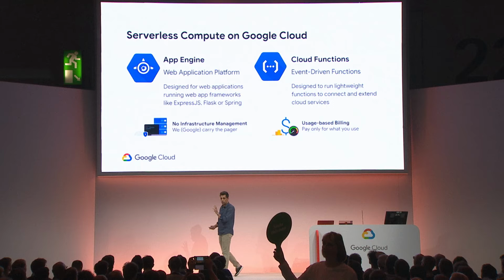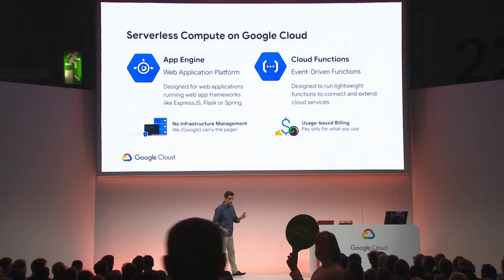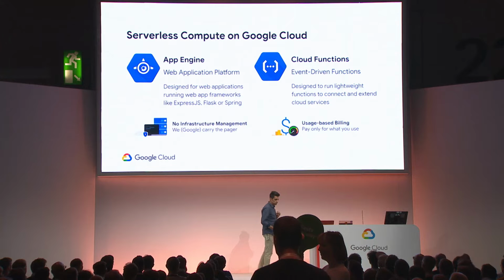And in GCP, serverless compute consists historically of two products: App Engine, which has been over 10 years in development, which is a platform as a service, great for building web apps. Cloud Functions, which is only about 3 years old, is the functions as a service platform.